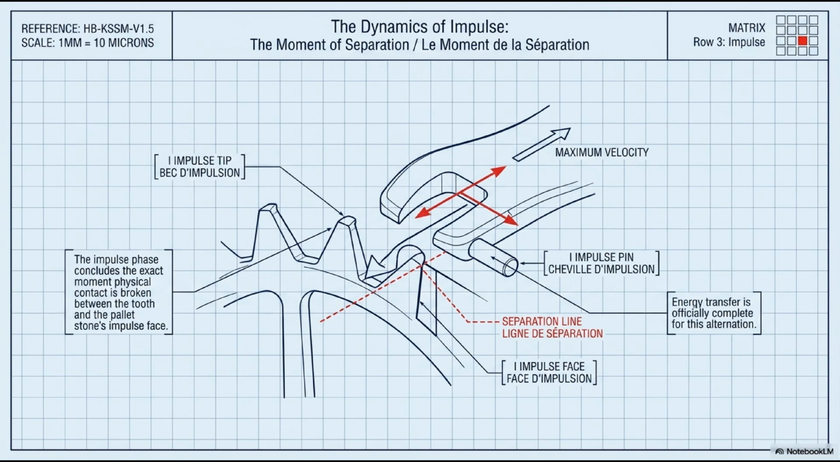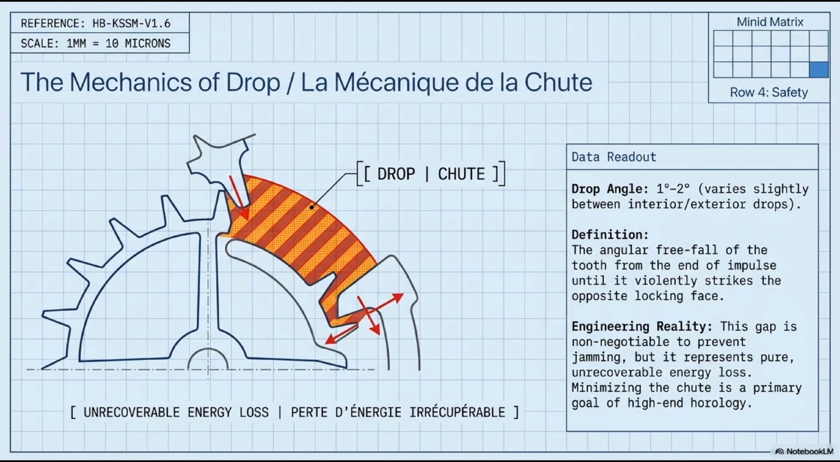The slide states it cleanly: the impulse phase concludes the exact moment physical contact is broken between the tooth and the pallet stone's impulse face, and energy transfer is officially complete for this alternation. A clean mechanical boundary. Phase 3 over. Phase 4 begins. Phase 4 starts with the drop, la chute.